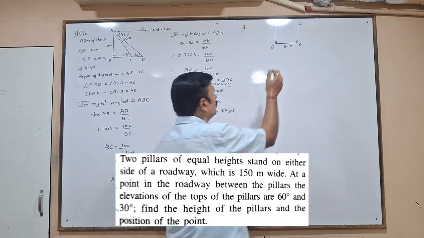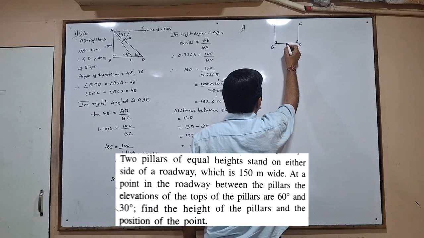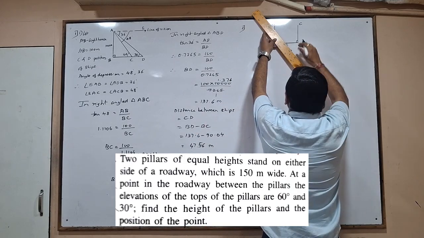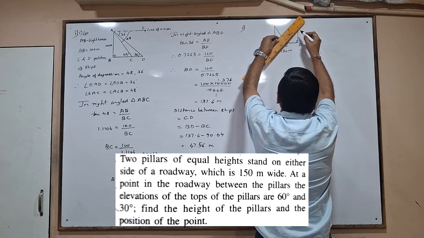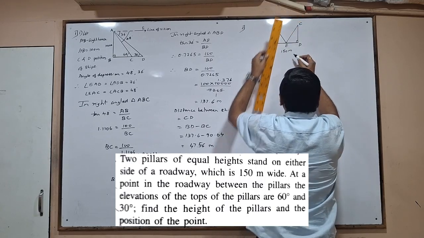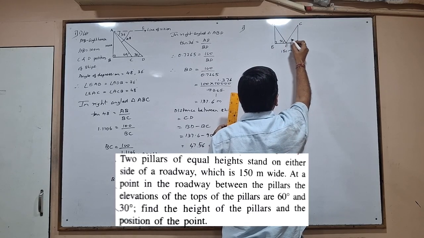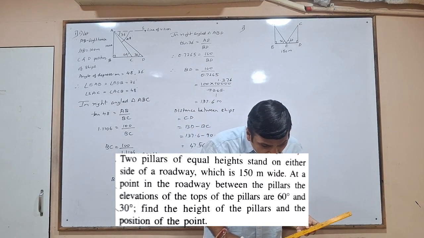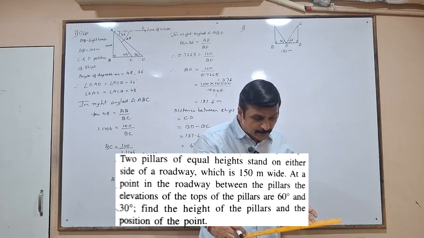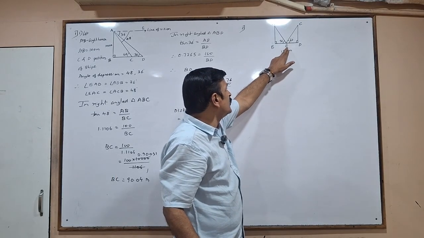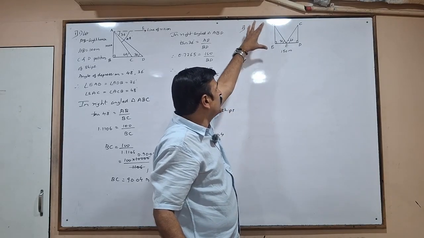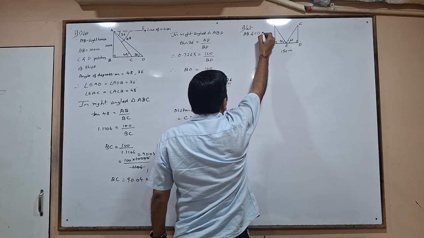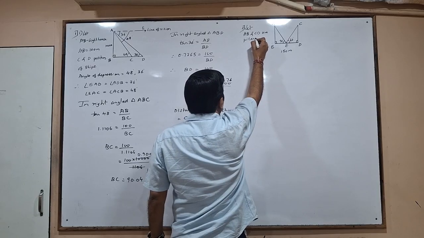They have not mentioned with which pillar it is 60 or 30. You can take any because they are of equal heights. Also, the position is not mentioned. Let us take this position, anywhere you can take it. This total is 150 meter. So this elevation is 30 degree and this is 60 degree. They have asked to find the height of the pillars and the position of the point. Position of the point means at what distance E is from B or D, and also the height of the pillars.